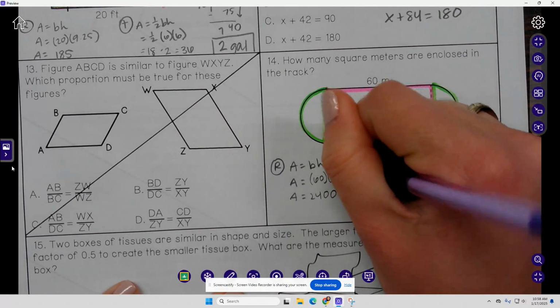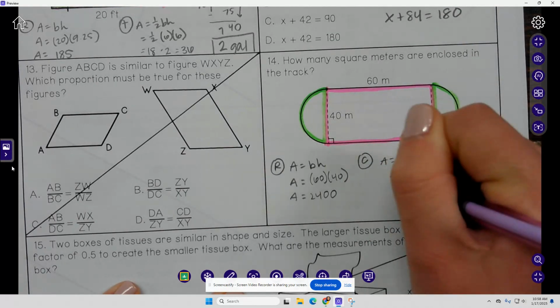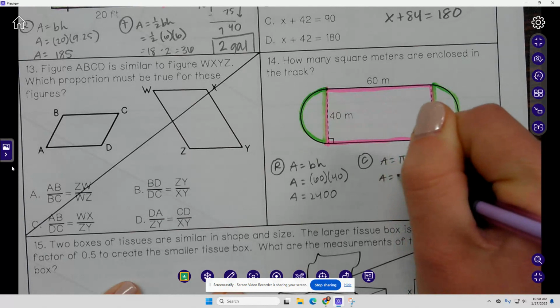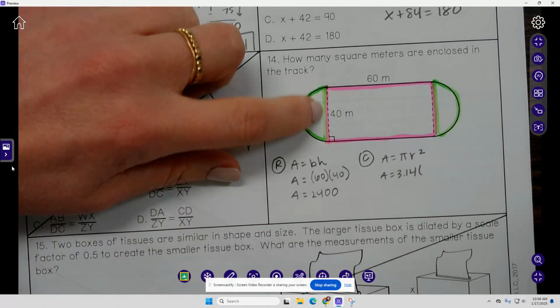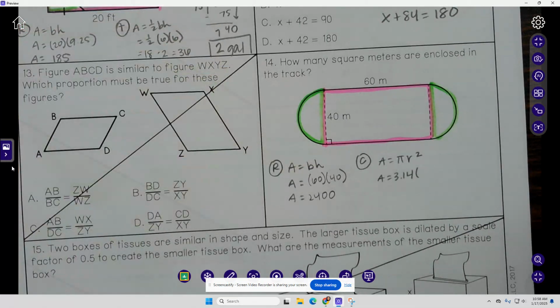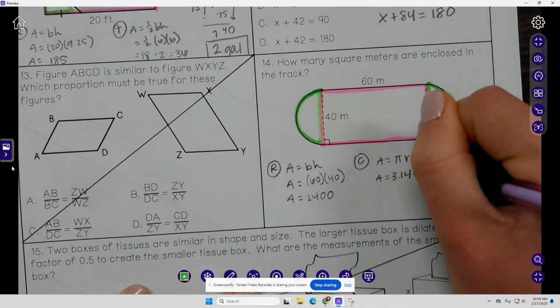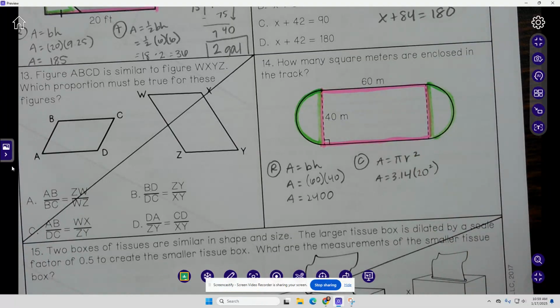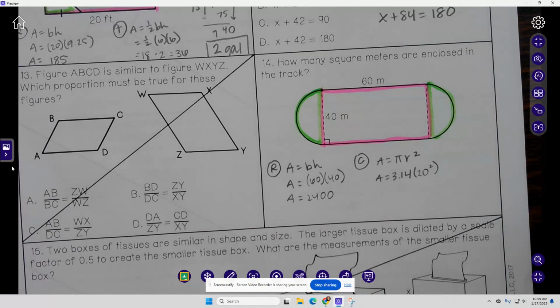Now my circle, I have area equals pi r squared. Plug in my values. I see that the diameter of my circle is 40. So the radius, I'm going to divide that by 2 to get 20. Go ahead and pause and work this out. And then when you're ready, unpause.